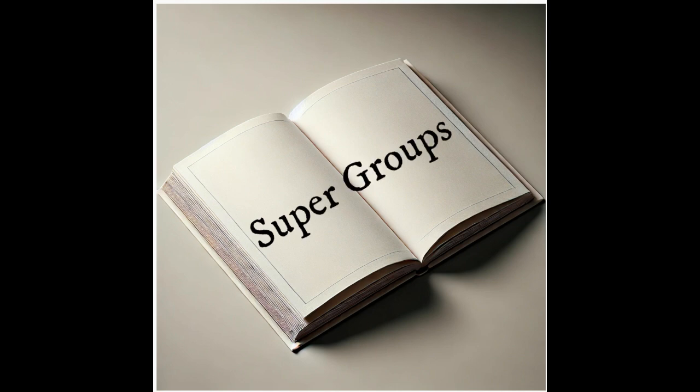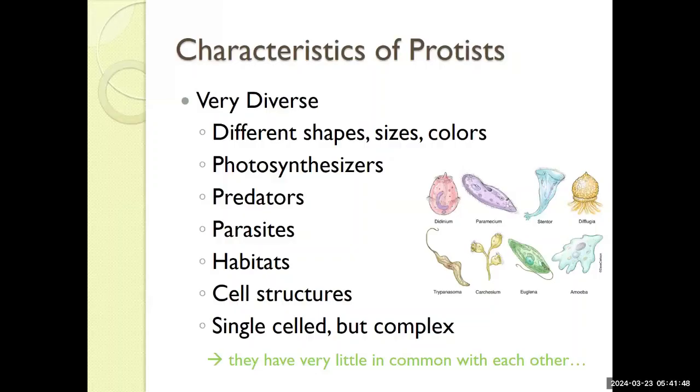As we move forward, it's important to recognize that the Protist group is very diverse. Within the Protists, the organisms come in different shapes, sizes, colors. Some are photosynthesizers, some are predators, some are obligate parasites. They live in a wide variety of habitats, exhibit different cell structures. It seemed that the only thing that they really had in common with each other were that they were single-celled and complex.